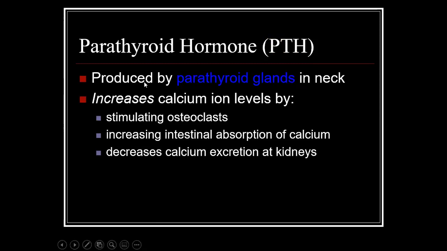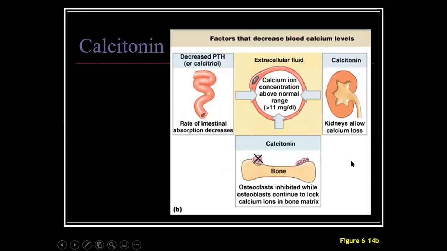Parathyroid hormone is produced by the parathyroid glands in the neck. I hope that wasn't something that needed to be said. And those are the three things we just described as how it increases calcium levels. To decrease calcium levels, we start to pee out the calcium, we stop absorbing so much calcium, and we build bone to take it out of blood.